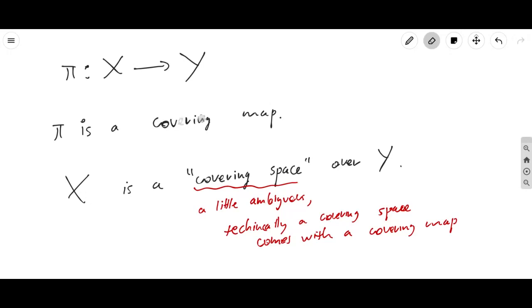If you're wondering what the difference is between a covering map and a covering space, they mean the same thing. Covering space is just referring to the space which is covering Y, but that alone would not make sense. You cannot say a space covers Y. A space together with a mapping covers Y. That would make sense.